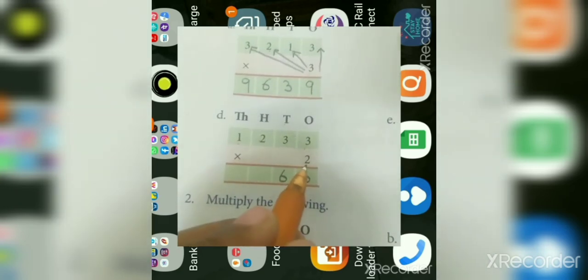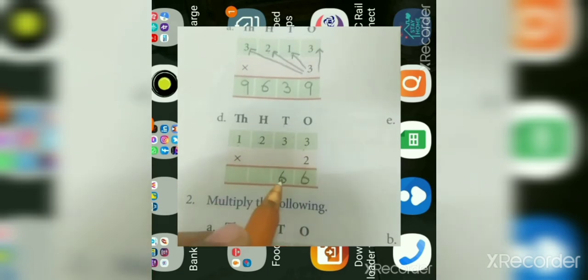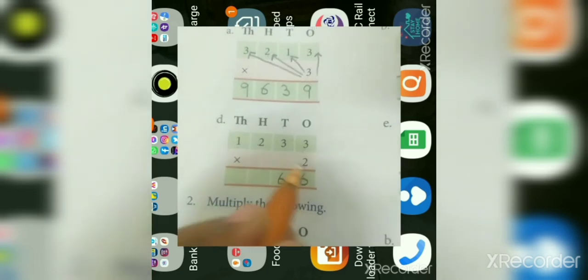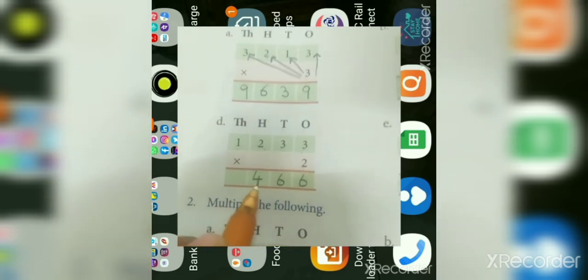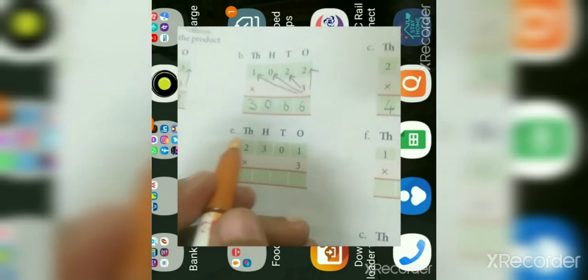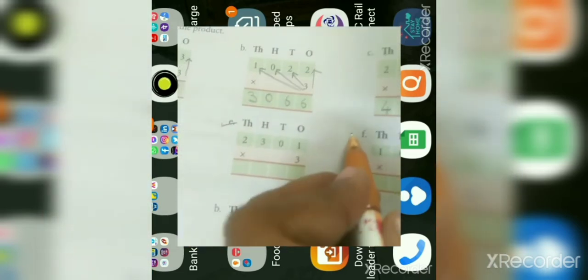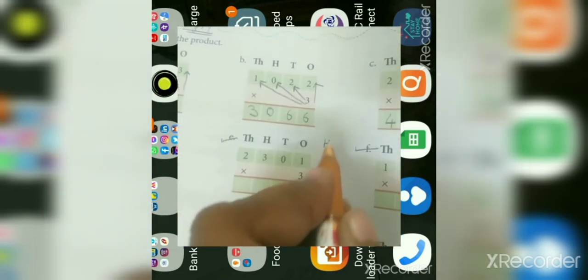Now in the tens place 3 is there. So 2 3s are 6. In the hundreds place 2. 2 2s are 4. In the thousands place 1. So 2 1s are 2. Now see here, children. This E and this F you will do as homework.